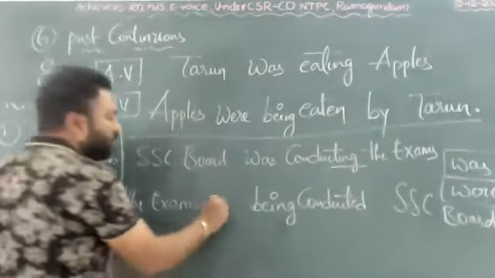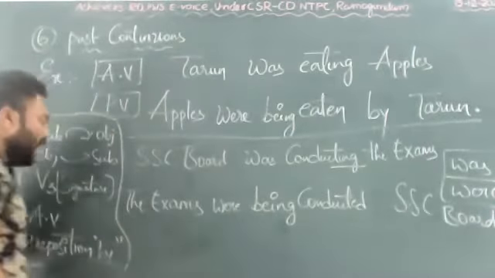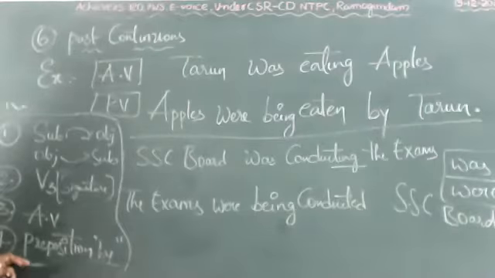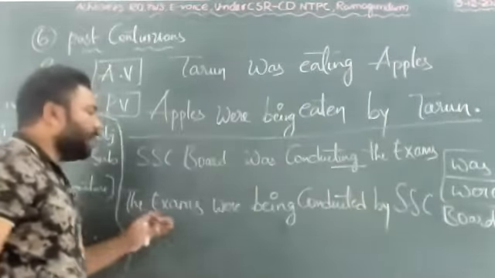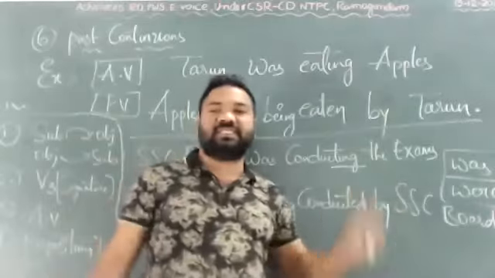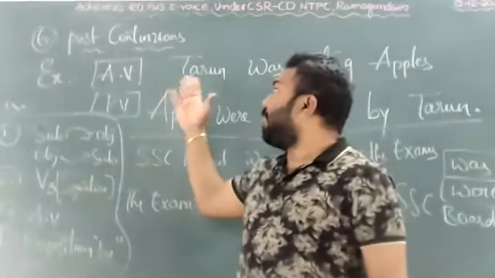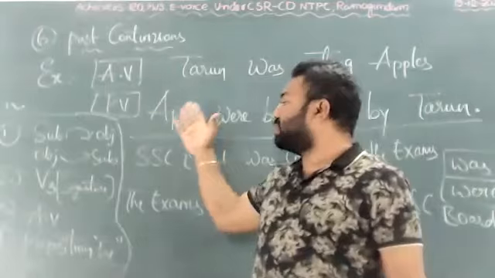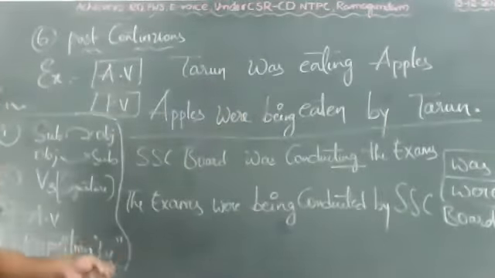So what is auxiliary verb? We have to use exams, which is plural. So were. And the last rule, what we have to apply? By. The exams were being conducted by SSC board. So this is how we do past continuous active voice to passive voice sentences. Please note down or else take a screenshot of this example.